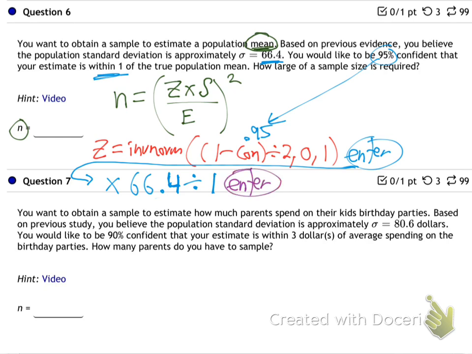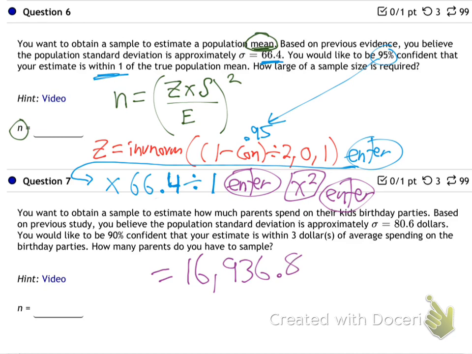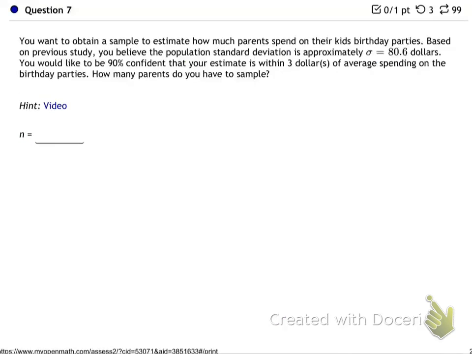Because whenever you hit enter, you signal the calculator to compute everything up to that point and get a final answer, and then you hit the x squared afterwards and enter one more time, because then it will have squared everything. That way you don't have to worry about all the parentheses and stuff. That's the easier way to do that. I don't remember getting an answer that big before. 16,936.8. You got to round that up then. 16,937.